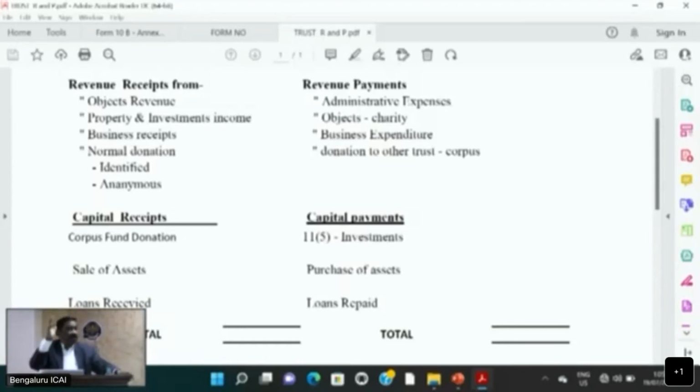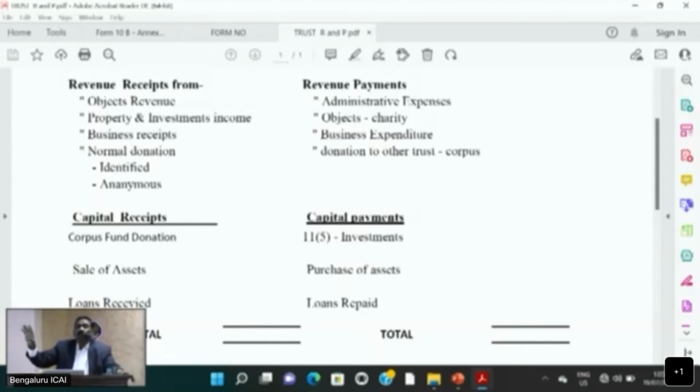So the government grants received by a charitable institution, if it is a conditional one, you should show it in the balance sheet. You should not take it as income. It's a liability, conditional. So in the year in which you apply, to the extent you apply, it is income and expenditure. To the extent you apply, it will become income and expenditure. Remaining is again a liability.